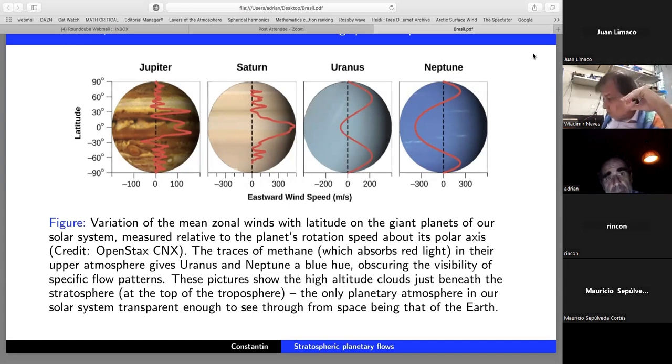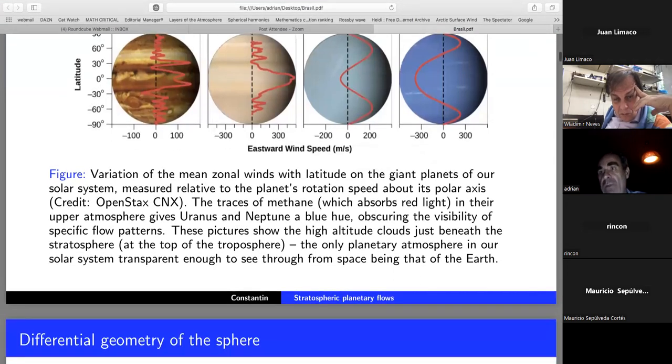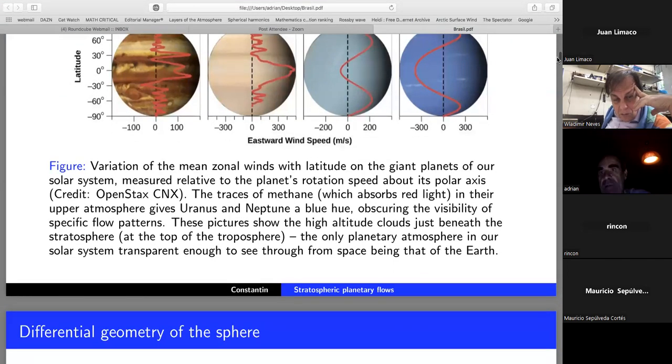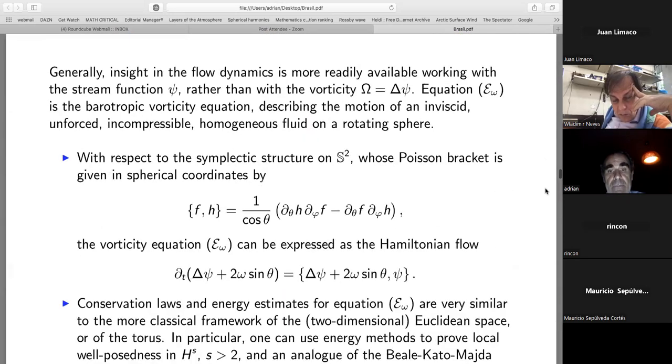But if you look at Jupiter and Saturn, these oscillations, these zonal flows, are very, very strong. On Uranus and Neptune, they are milder. The velocities are very big, bigger than on Jupiter and Saturn, but the changes are less. So if there is a chance for these zonal flows to be stable, it would be on these two planets. And this is what I'm going to show, that this is indeed the case.